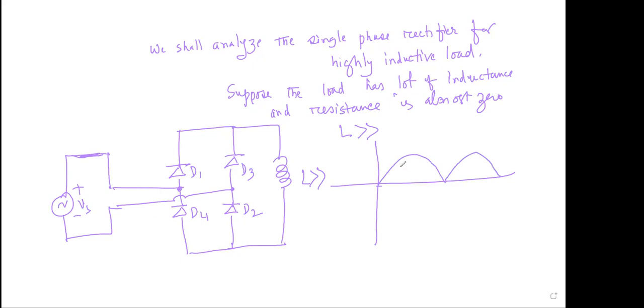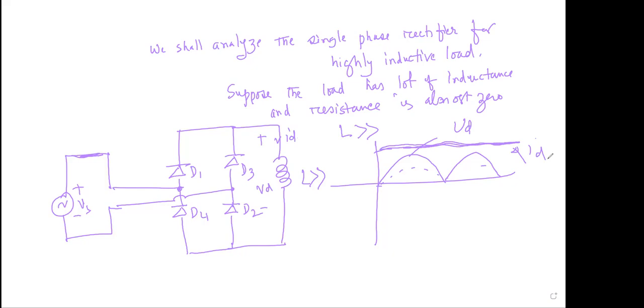And the current, say ID, and this will be say VD, this is VD. The current will not be like this, what we got for the resistive load. Rather, the current will not change, because what is the characteristics of the resistance? Can anyone tell me? It will oppose the current, right?